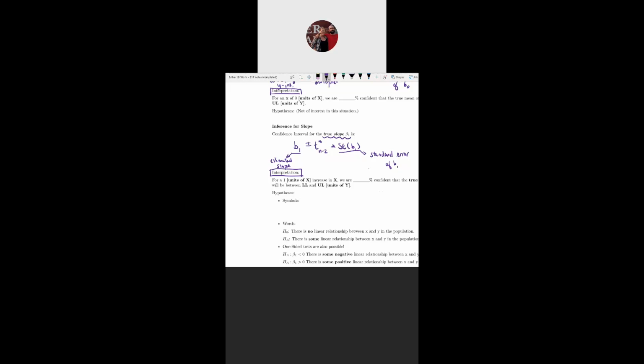So for a 1 unit increase in x, we are whatever percent confident that the true change, that part's important, in the mean value of y is going to be between our lower bound and our upper bound in units of y.